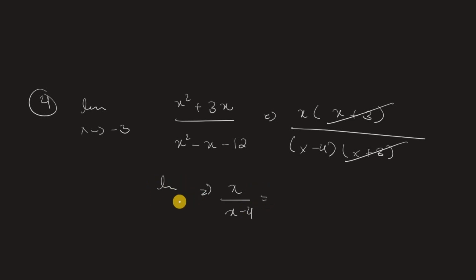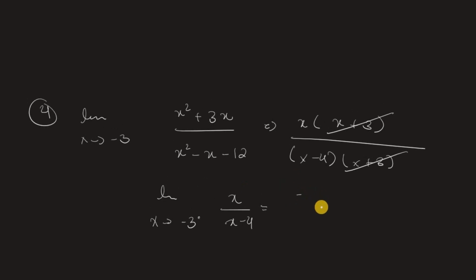And you can go ahead and put the limit inside, as x approaches negative 3. If you plug the limit in, you get negative 3, and at the bottom you get negative 7. So these two cancel out, and you're left with 3 over 7.